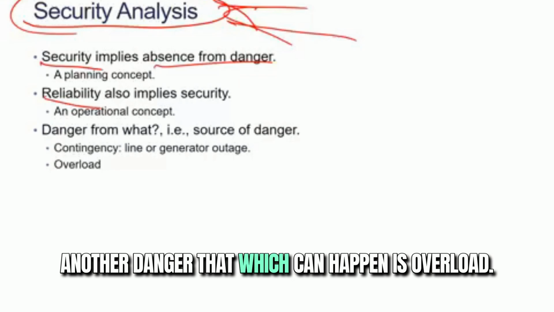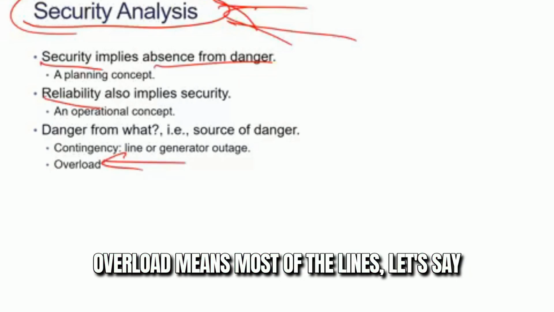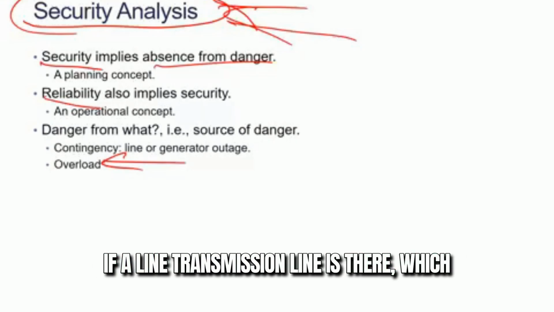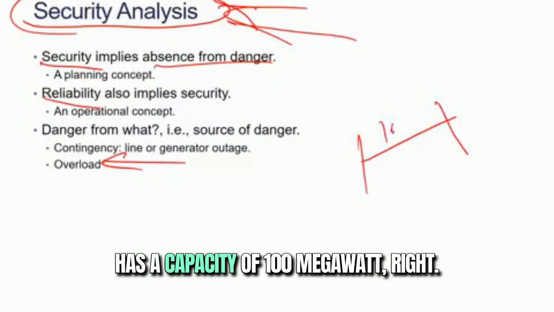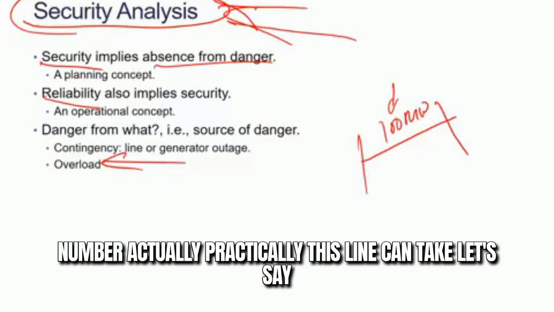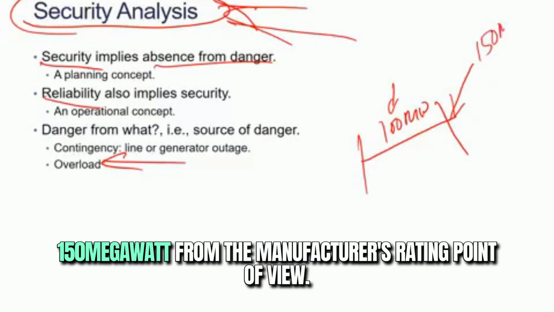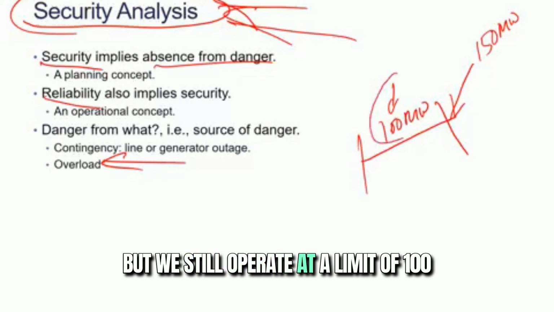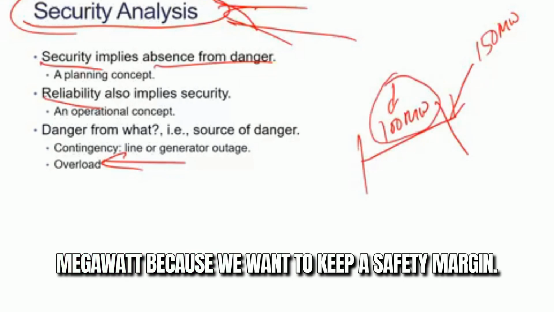Another danger which can happen is overload. Overload means, let's say, a transmission line has a capacity of 100 megawatt. Generally when you say this 100 megawatt, practically this line can take, let's say, 150 megawatt from the manufacturer's rating point of view, but we still operate at a limit of 100 megawatt because we want to keep a safety margin.